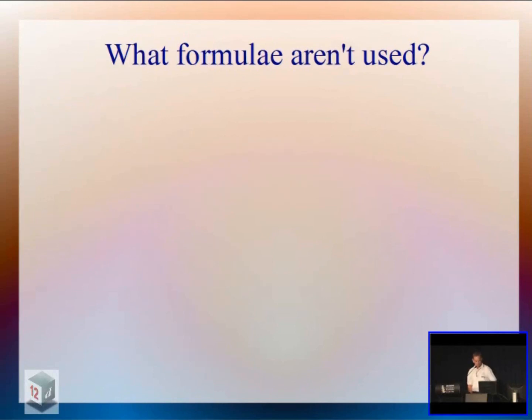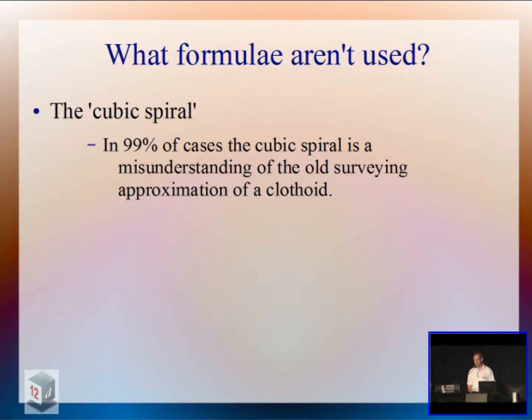What formula aren't used? Well, the classic is, as I was talking about before, the so-called cubic spiral. In 99% of cases in the world, it is a misunderstanding of the old surveying approximation of clothoid. And I've seen this all over the world, including France and Spain for the railways, where these people told me, no, this is the curve we used for rails. And I sat there and they gave me numbers out of InRail or somewhere, and I tried to get it to work, and it never did. It was always millimetres, 2 millimetres, 3 millimetres. And finally I thought, okay, I'll just put these numbers into a clothoid. And lo and behold, it worked perfectly.